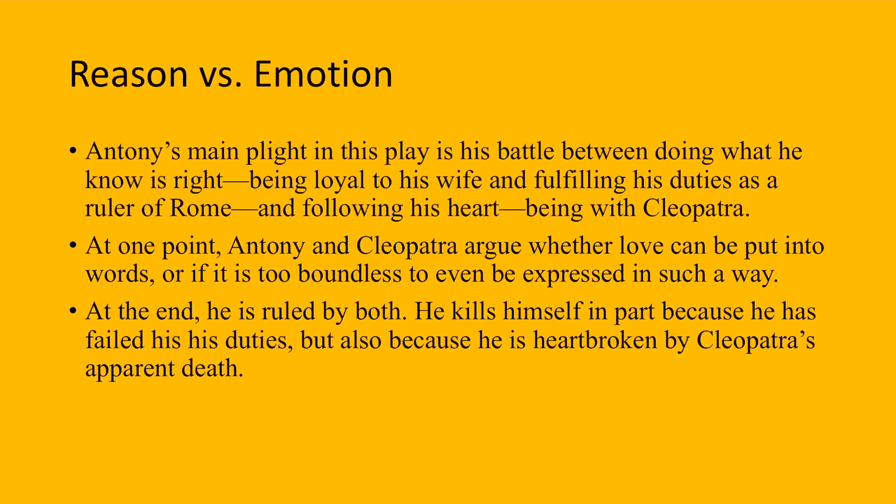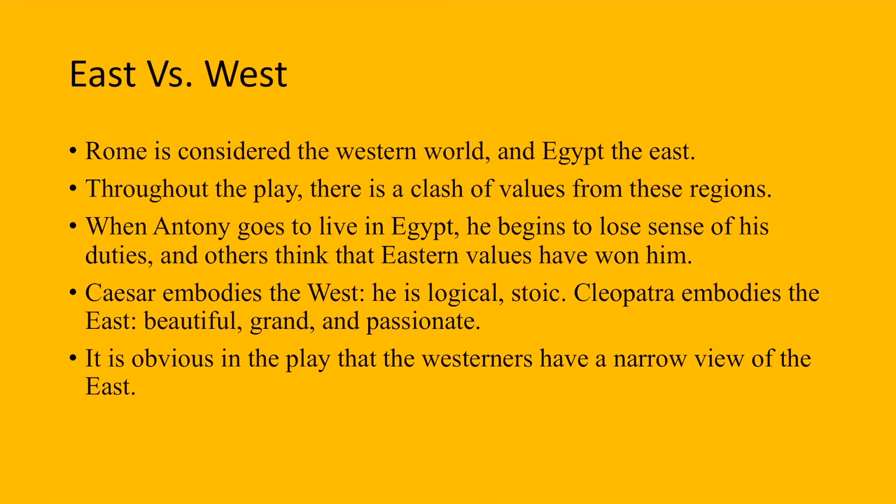At one point, Antony and Cleopatra argue whether love can be put into words or if it's too boundless to even be expressed in such a way. However, in the end, he's ruled by both, and he kills himself in part because he has failed his duties, but also because he's heartbroken by Cleopatra's apparent death.